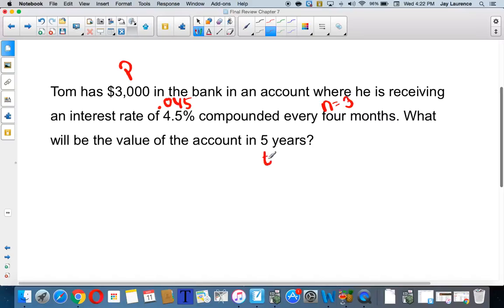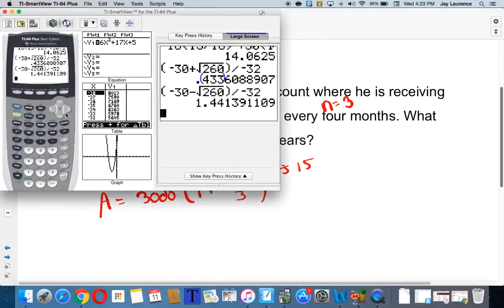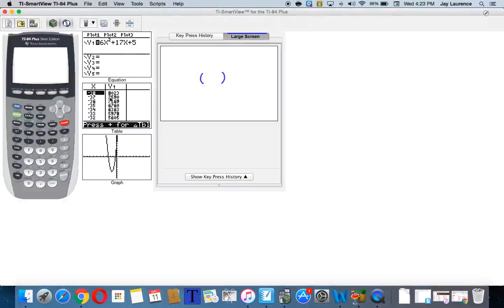Well, then T is right there. So I'm just going to go to my formula. I'm going to go A equals, the principal is 3,000 times 1. It's growing, so it's going to be plus 45 thousandths divided by 3, to the power of 5 times 3. And so I'm just going to go ahead and make that a 15. And at this point, I can go to my graphing calculator.